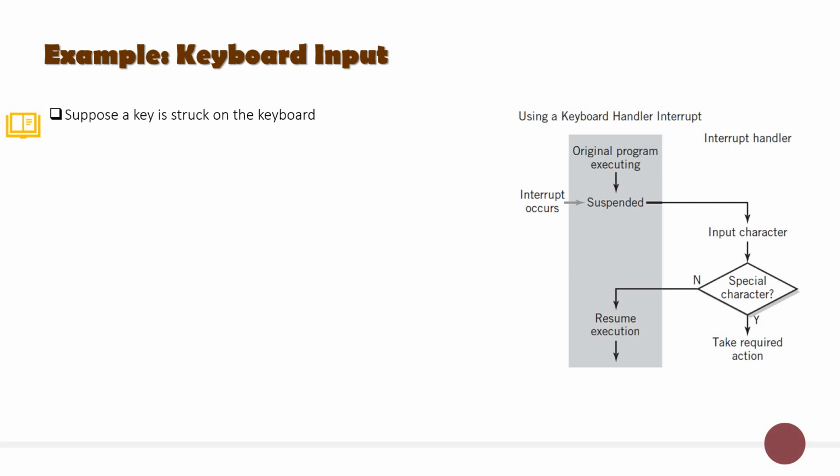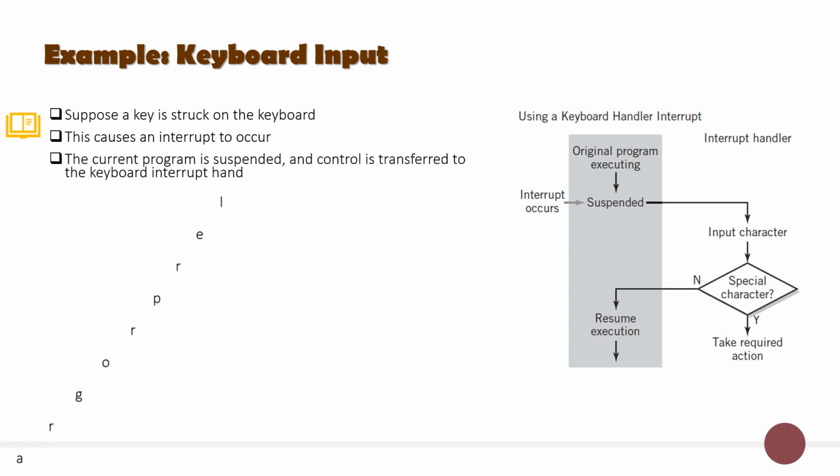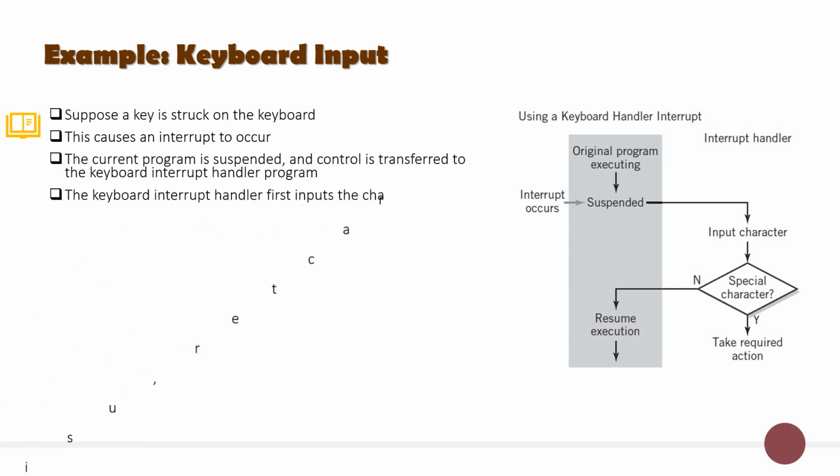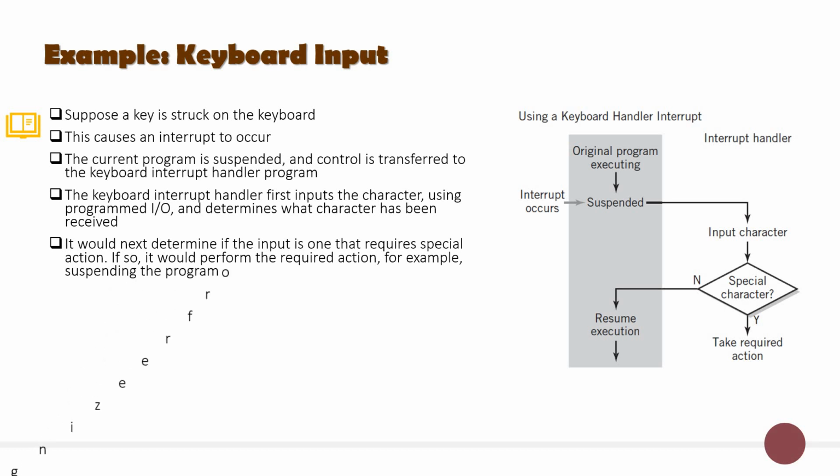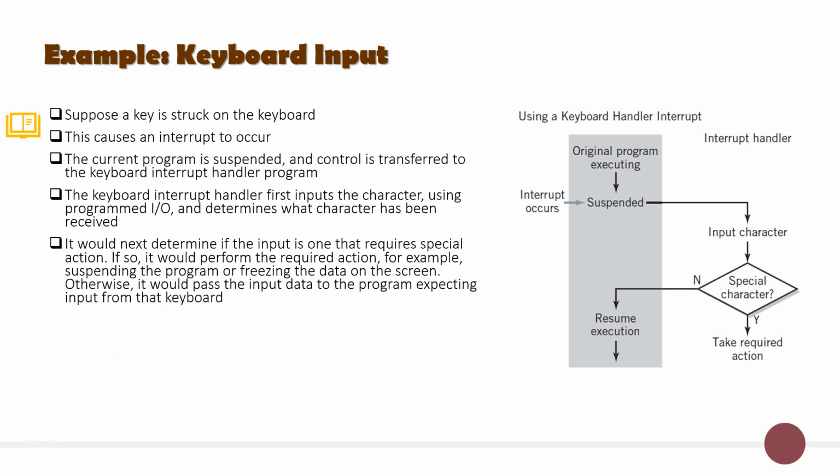Suppose a key is struck on the keyboard. This causes an interrupt to occur. The current program is suspended, and control is transferred to the keyboard interrupt handler program. The keyboard interrupt handler first inputs the character, using programmed I/O, and determines what character has been received. It would next determine if the input is one that requires special action. If so, it would perform the required action, for example, suspending the program or freezing the data on the screen. Otherwise, it would pass the input data to the program expecting input from that keyboard.